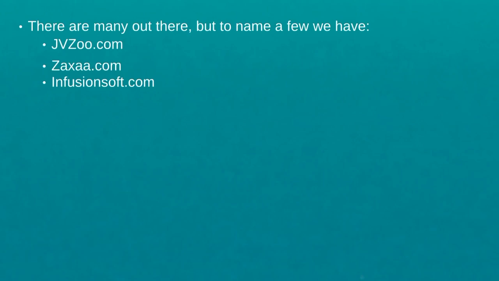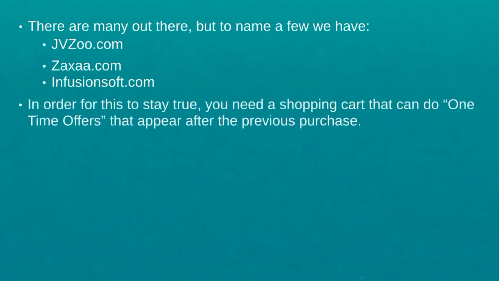Now, there are many out there, but here are just a few to name. There's jvzoo.com, there's Zaxa.com, and there's Infusionsoft.com. I will say that Infusionsoft is a lot more complex, so Zaxa.com typically is a good shopping cart system. jvzoo.com as well. Now, you need a shopping cart that can do one-time offers that appear after the previous purchase.